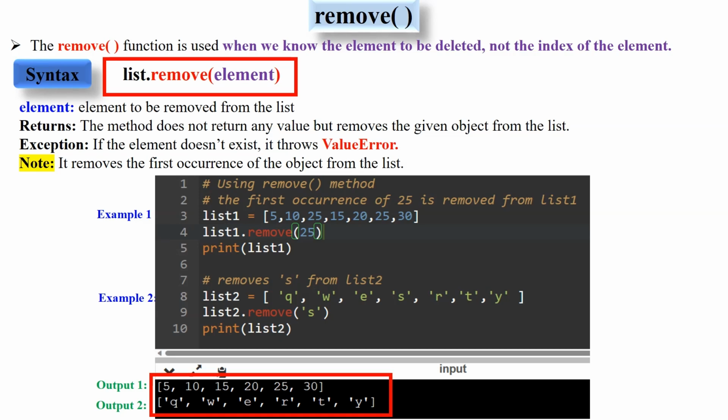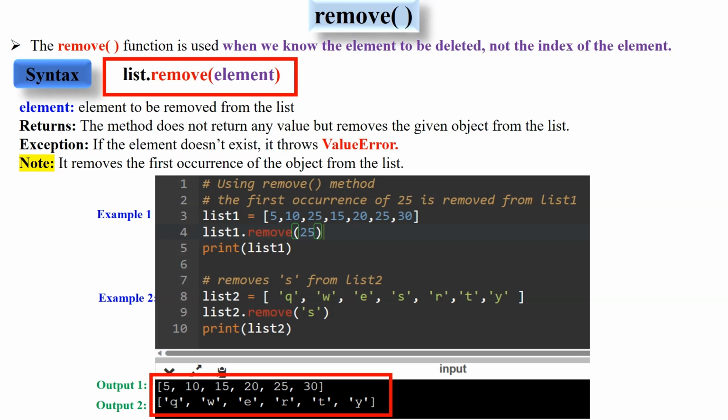This line initializes a list called list1 with 7 elements: 5, 10, 25, 15, 20, 25, and 30. In the second line, the remove method is called on list1 to remove the first occurrence of the value 25. Since 25 appears twice in list1, only the first occurrence will be removed. After removal, the updated list1 printed is 5, 10, 15, 20, 25, 30.